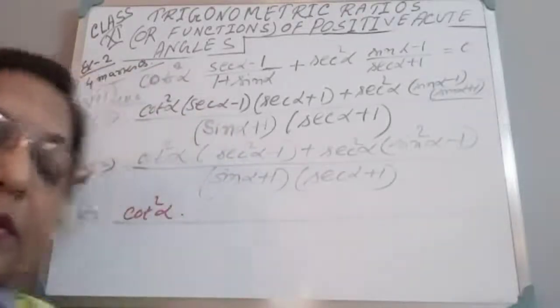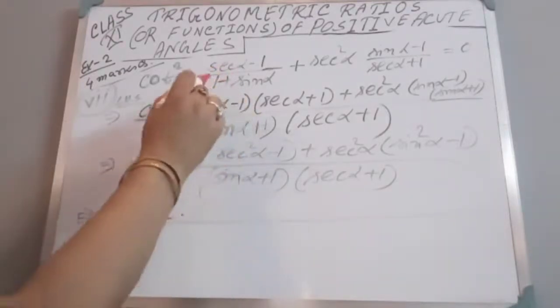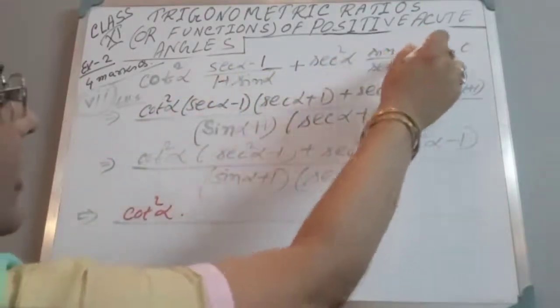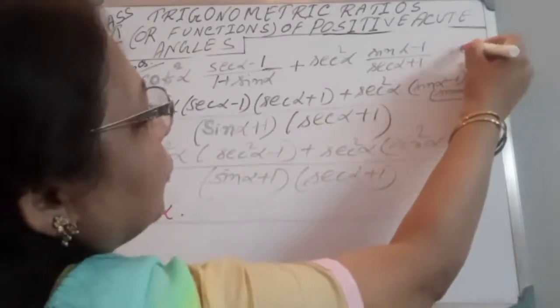Next, sum number 7. What's the question? Cot square alpha into sec alpha minus 1 by 1 plus sin alpha, plus sec square alpha into sin alpha minus 1 by sec alpha plus 1, is equal to 0. This only we are to prove.